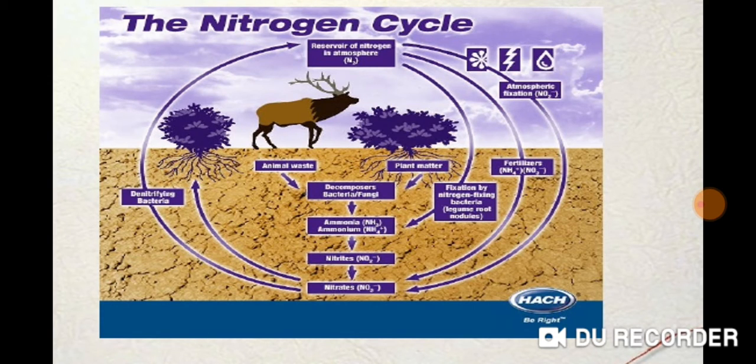Now moving on to the nitrogen cycle. You may find it a bit complicated, but it is not. It involves a few steps. It is a bit more detailed as compared to the carbon and water cycles, but still, if you understand its concept, you will not find it difficult at all. So there are a few steps in the nitrogen cycle.